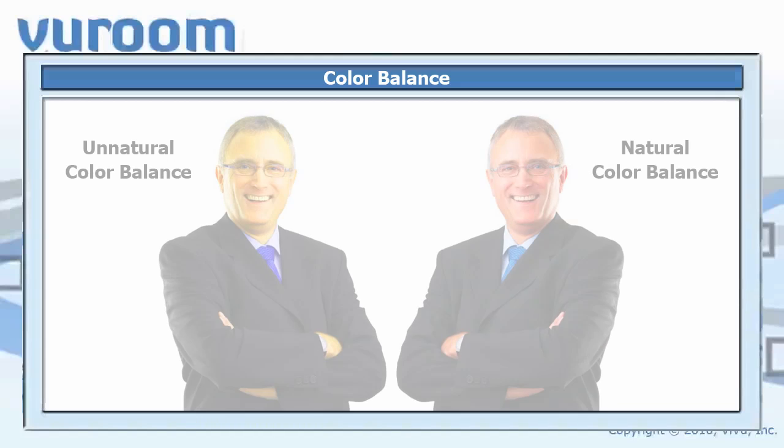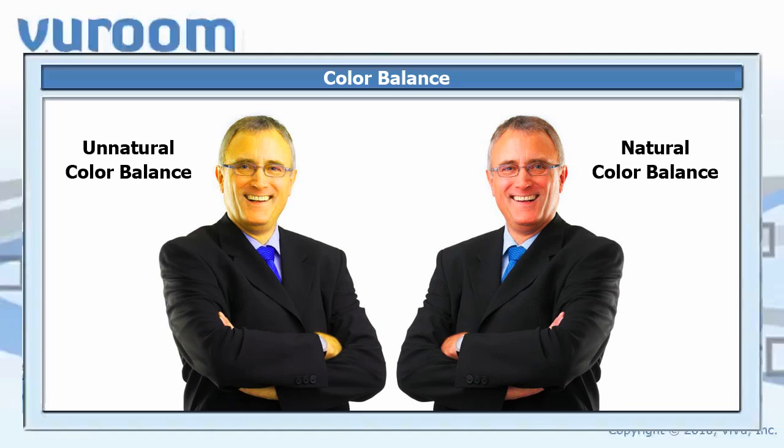Another potential problem to watch out for is color balance. Your webcam will find the brightest spot in the picture, assume that that is white, and adjust the other colors accordingly. One simple way to avoid color balance problems is to wear a white shirt, which will give the camera a well-lit white object on which to do its color computations.